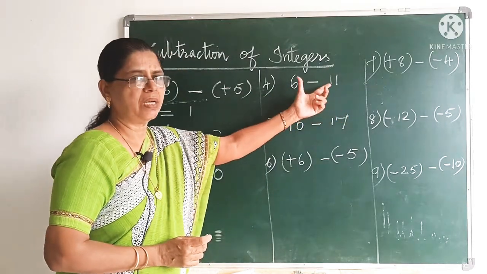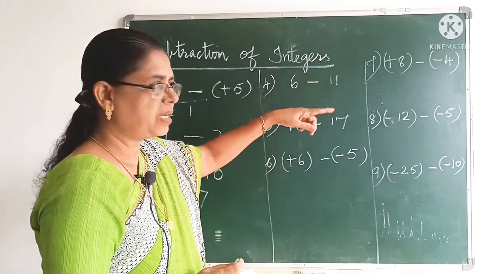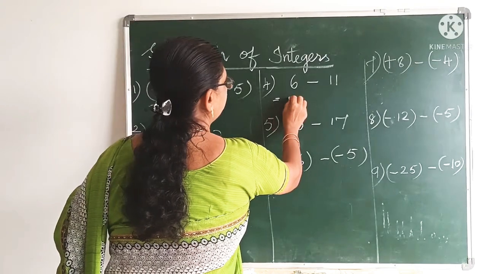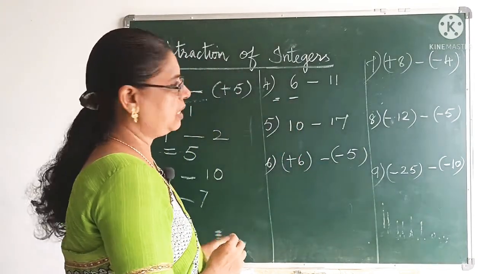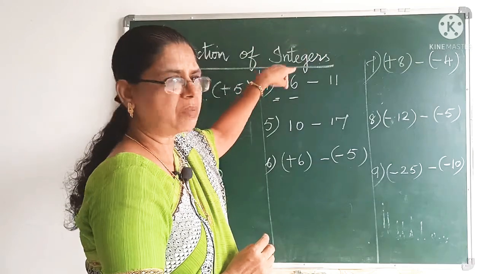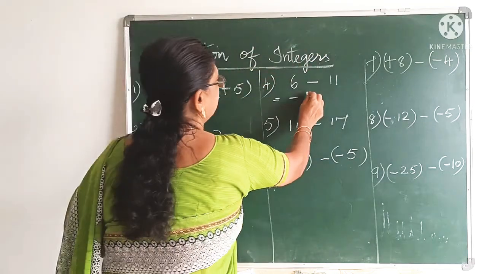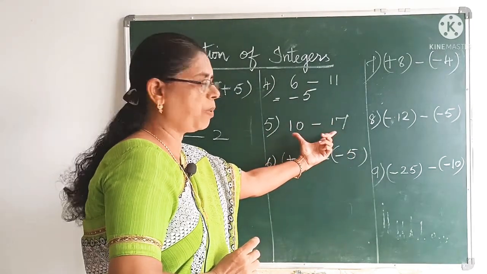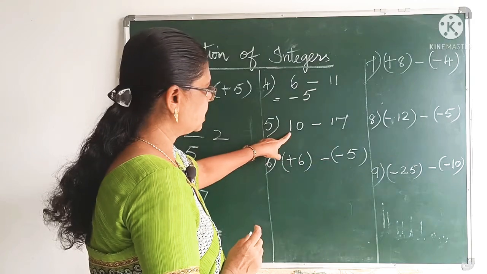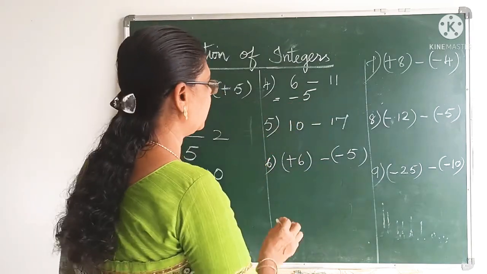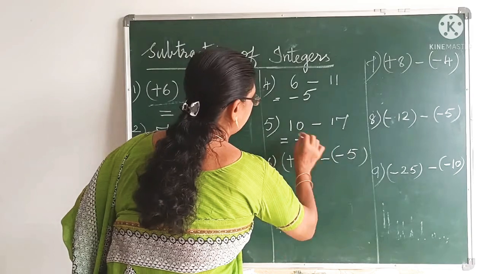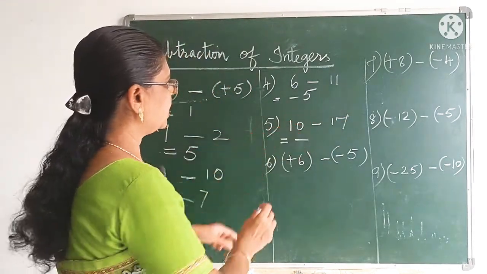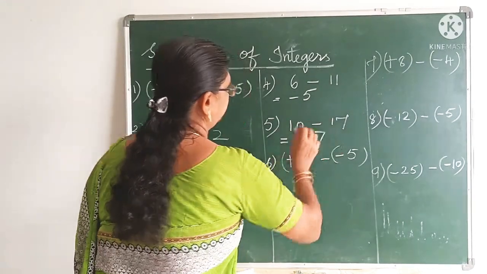6 minus 11. Both are positive integers, but the first number is smaller than the second number. So your answer will be negative. Put minus sign, and from the bigger one you subtract the smaller one. 11 minus 6 is equal to 5. 10 minus 17. Both are positive integers, but the first number is smaller than the second number. So put minus sign and then subtract 17 and 10. The difference of 17 and 10 is 7.